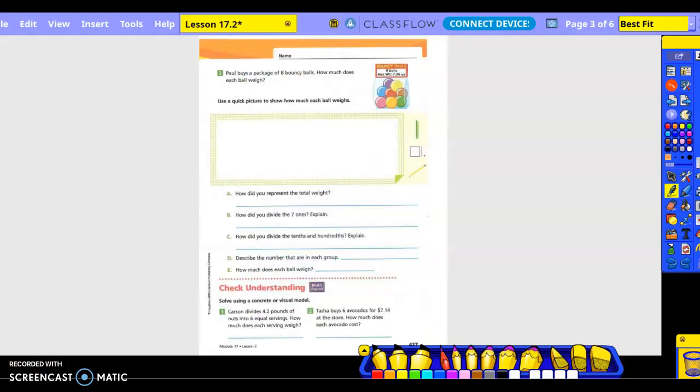Number 2, Paul buys a package of 8 bouncy balls. How much does each ball weigh? So there's 8, and the total weight is 7 3/36 of an ounce. How much does each ball weigh? So how many flats do I need to draw, guys? 7. How many longs? How many small cubes? How many circles? So what are we dividing? 8.